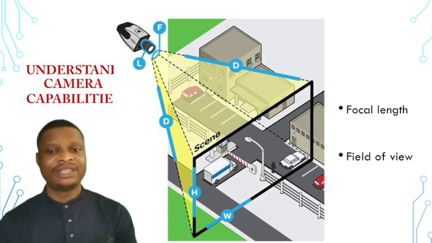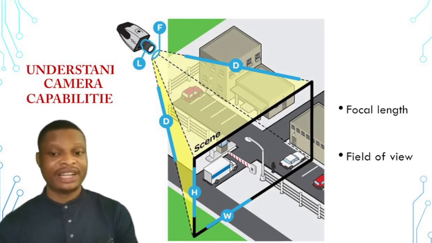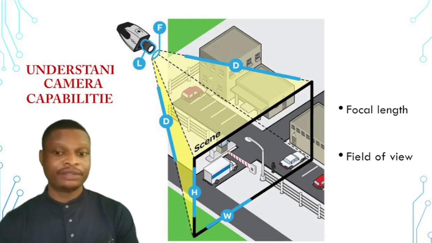When you see a camera, you see 6mm. 6mm means it can only see to the long distance of 6 meters. After the 6 meters, you will not see clearly what is coming again. You will not see very well. You can see an image, you can see a shadow, but you will not see the real image.